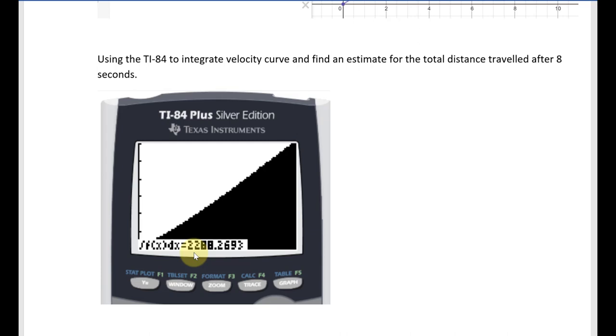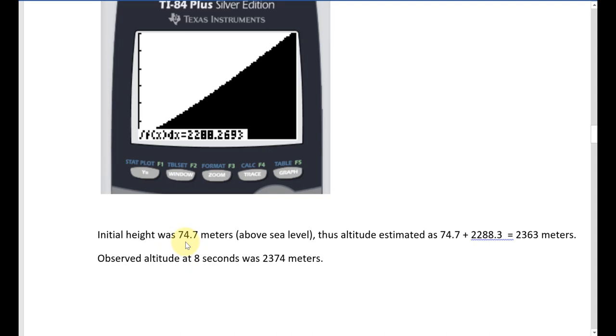So taking that initial height as about 74.7 meters, that value as it's recorded in the Kerbal EDU mod for the game, I found out a little bit more accurately that it was 74.7 meters for the altitude there at the launch pad. And if I add on this total displacement, 2288.3, I get about 2363 meters altitude after 8 seconds. And I recorded about 2374 at some point during the 8th second of the flight.